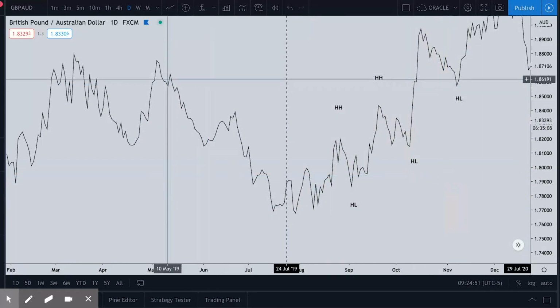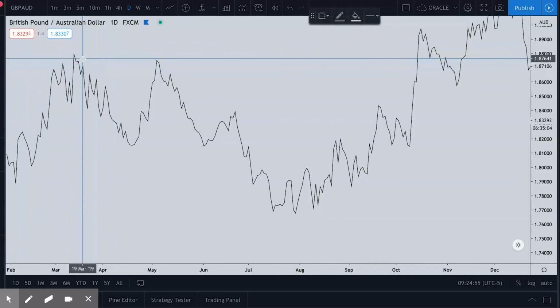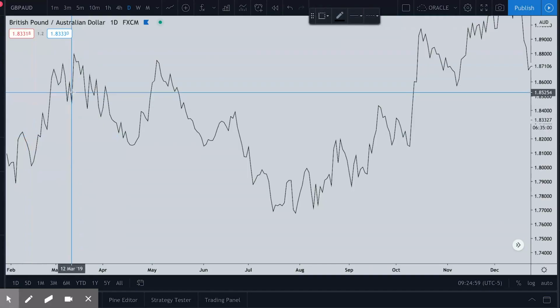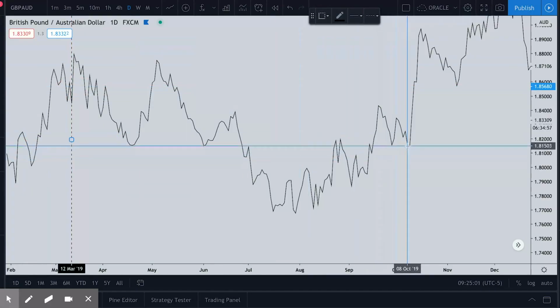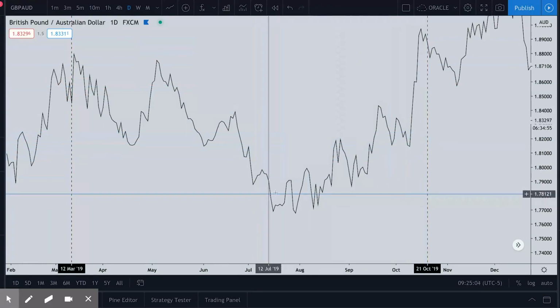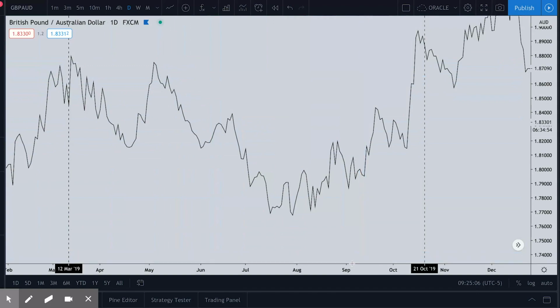Now, if we focus on the market from here, let me just clear the charts now. If we focus on the market from this point, so let me just plot this whole area out for us to focus on. From this point to, say, this point here. Okay, so this is what we want to look at.